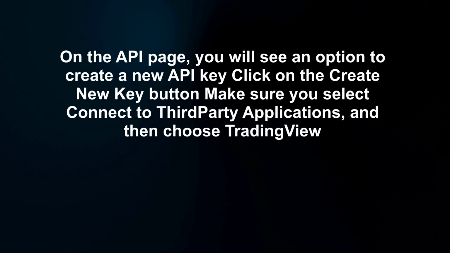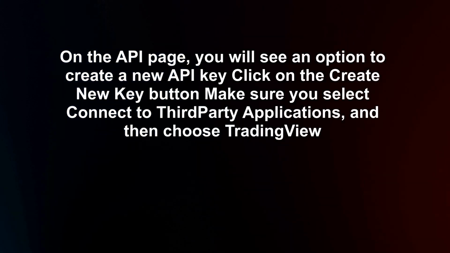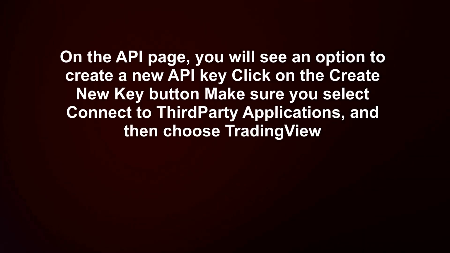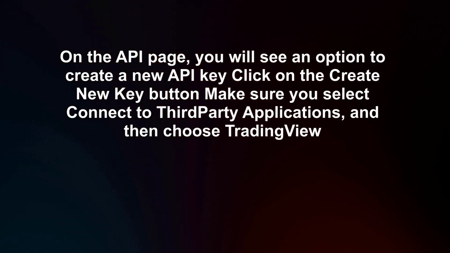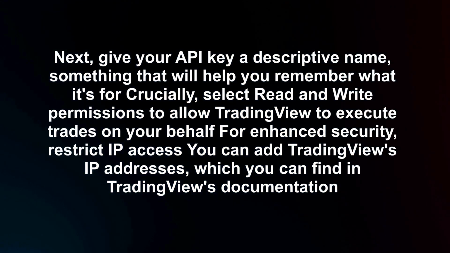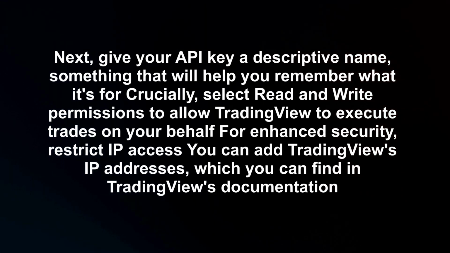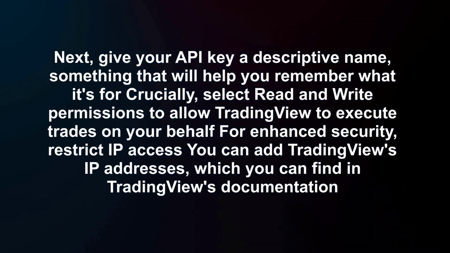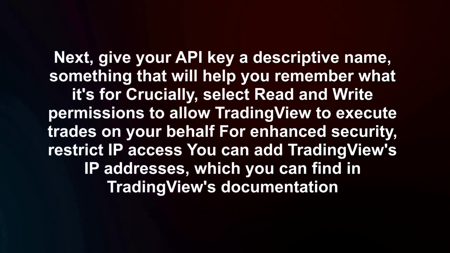On the API page, you will see an option to create a new API key. Click on the Create New Key button. Make sure you select Connect to Third-Party Applications, and then choose Tradingview. Next, give your API key a descriptive name, something that will help you remember what it's for. Crucially, select Read and Write permissions to allow Tradingview to execute trades on your behalf for enhanced security.